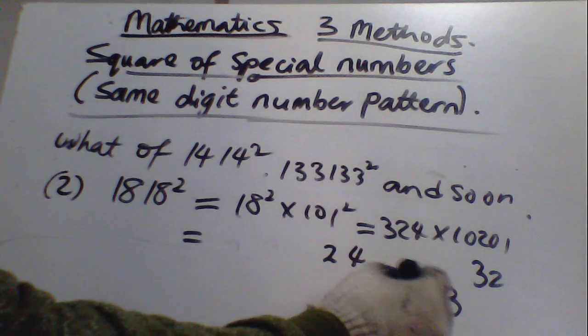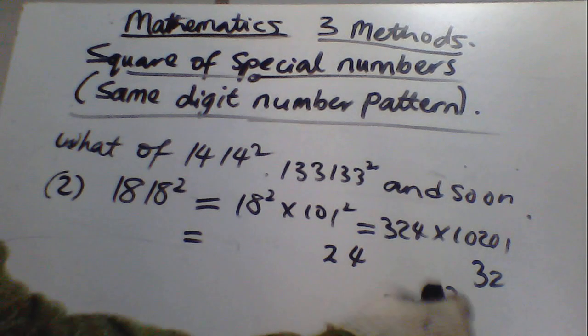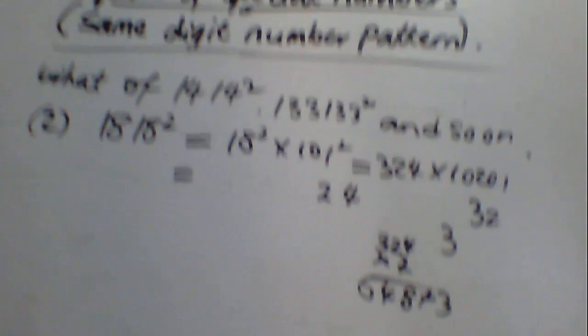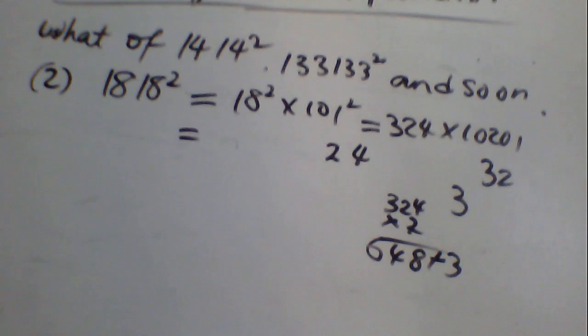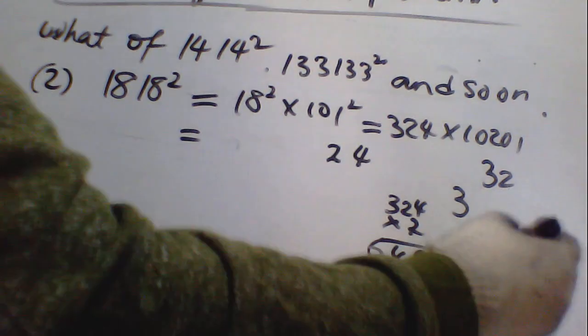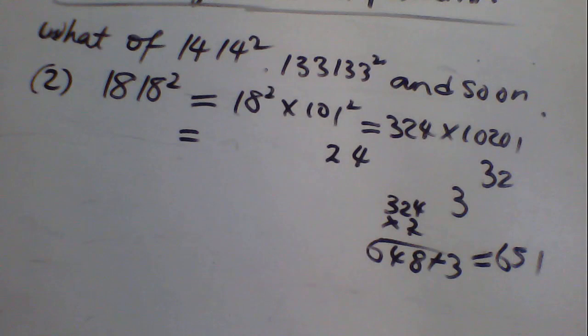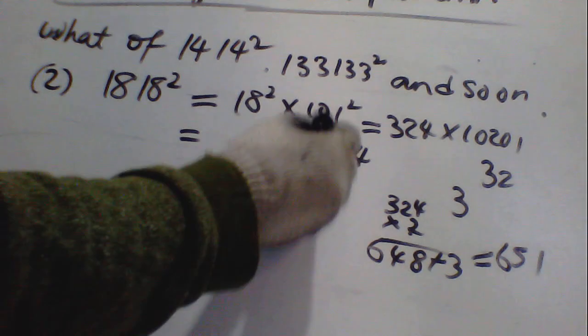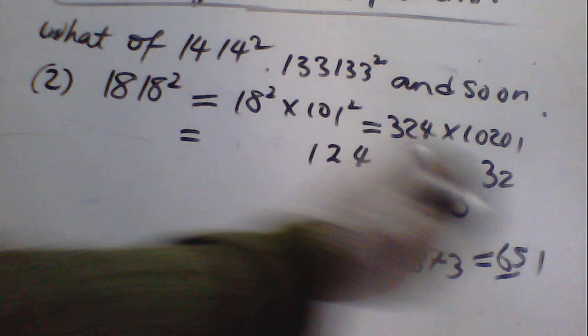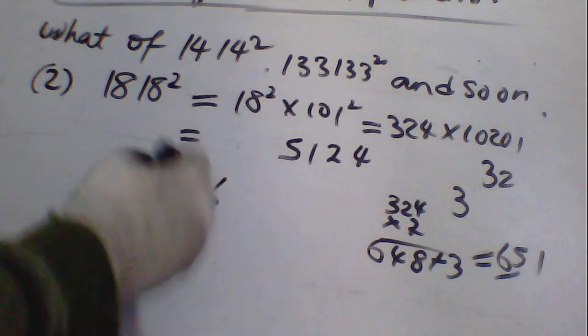324 times 2. This gives us 8, 4, 6. Plus the 3 you carry. Add the 3 you carry. And that gives us what? 1, carry 1, 5, 6. So that gives us 651. You write 1 and carry 65. 324 times 0 is 0 plus 65. You write 5, carry 6.